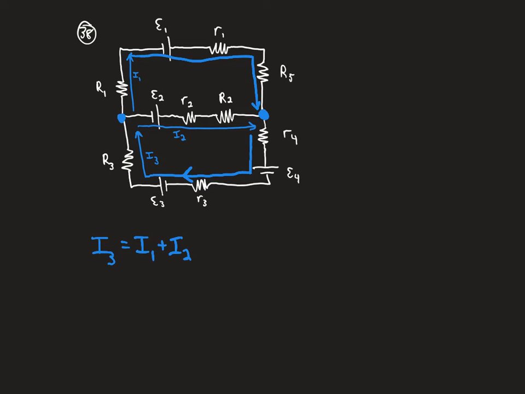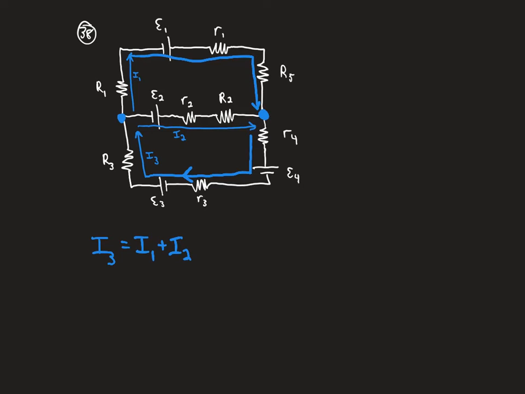Let's do the other junction just for fun. What current's going into that junction? I1. Any other currents? I2. So I1 plus I2. What's leaving the junction? I3. Same equation. Okay, the junction rule only gives you one equation. So now I have to draw loops. I have to pick loops. There's lots of loops I can draw.